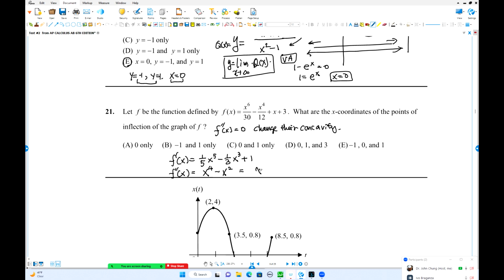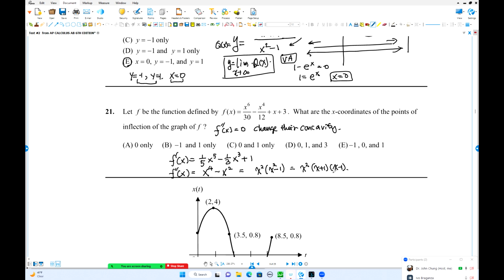So this is the graph. You can factor this one: x squared minus 1, okay? Can you go a little more factor over here? x plus 1, x minus 1. That is the second derivative.